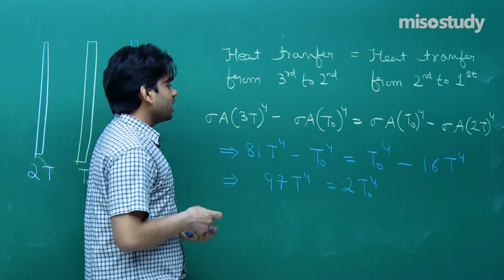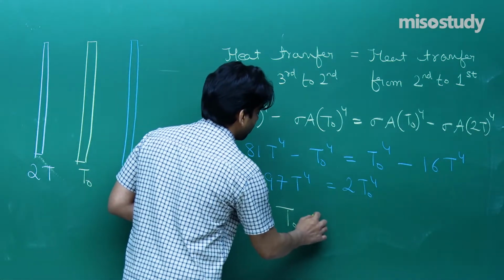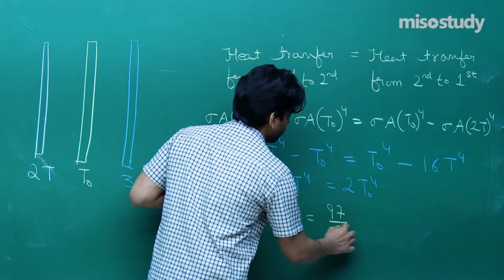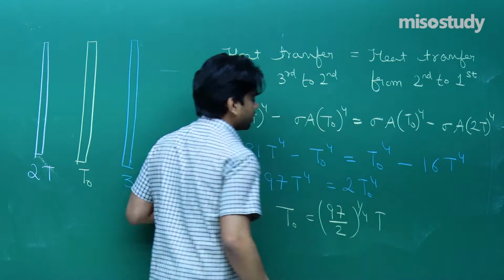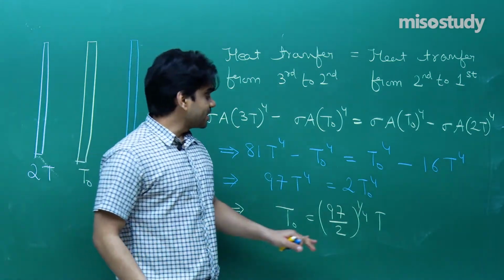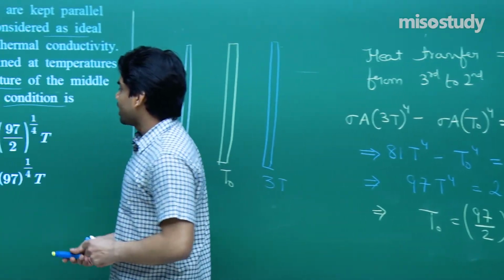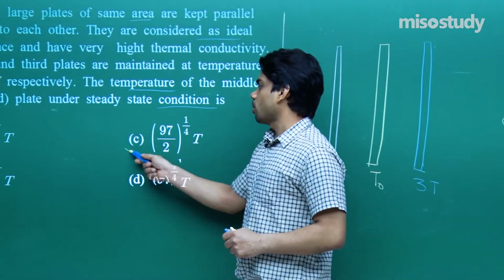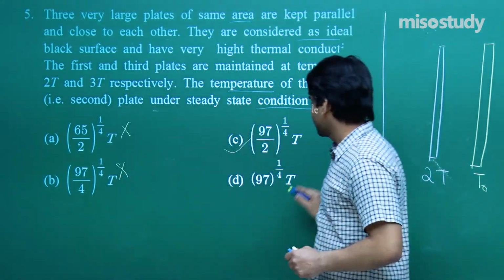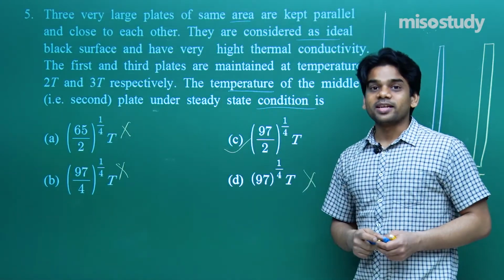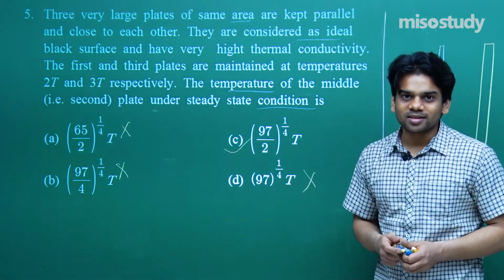So finally 97 by 2, you will get T0 is equal to (97 by 2) power 1 by 4 into temperature T. Clearly you can see that (97 by 2) power 1 by 4 into temperature T, option number C is the right answer. Rest all are incorrect. That is what you are going to get as the required result in this.